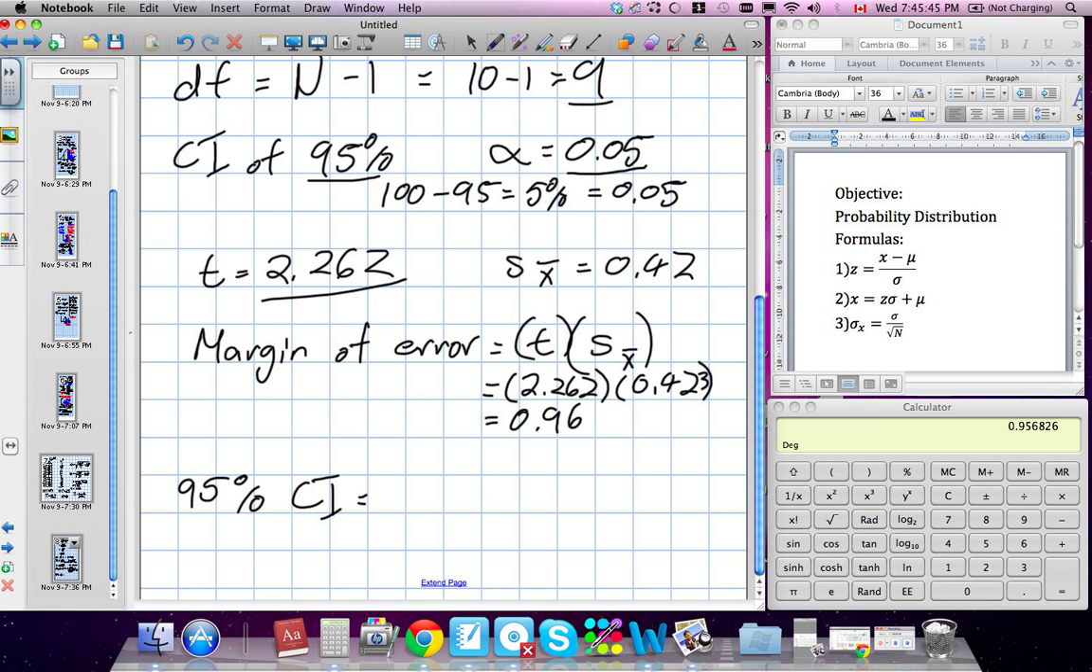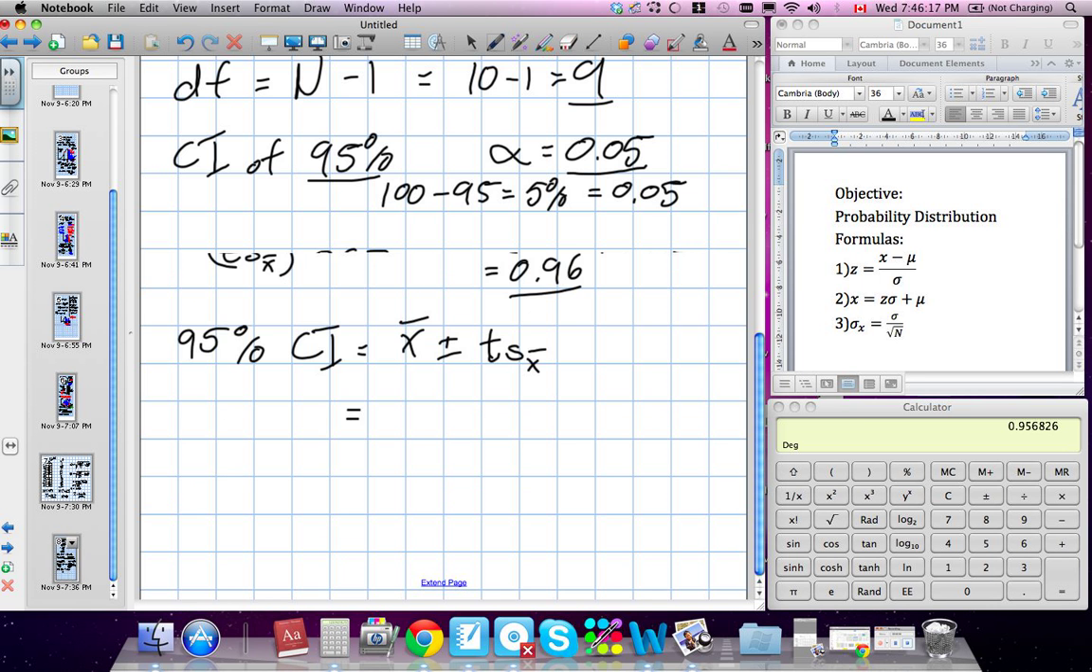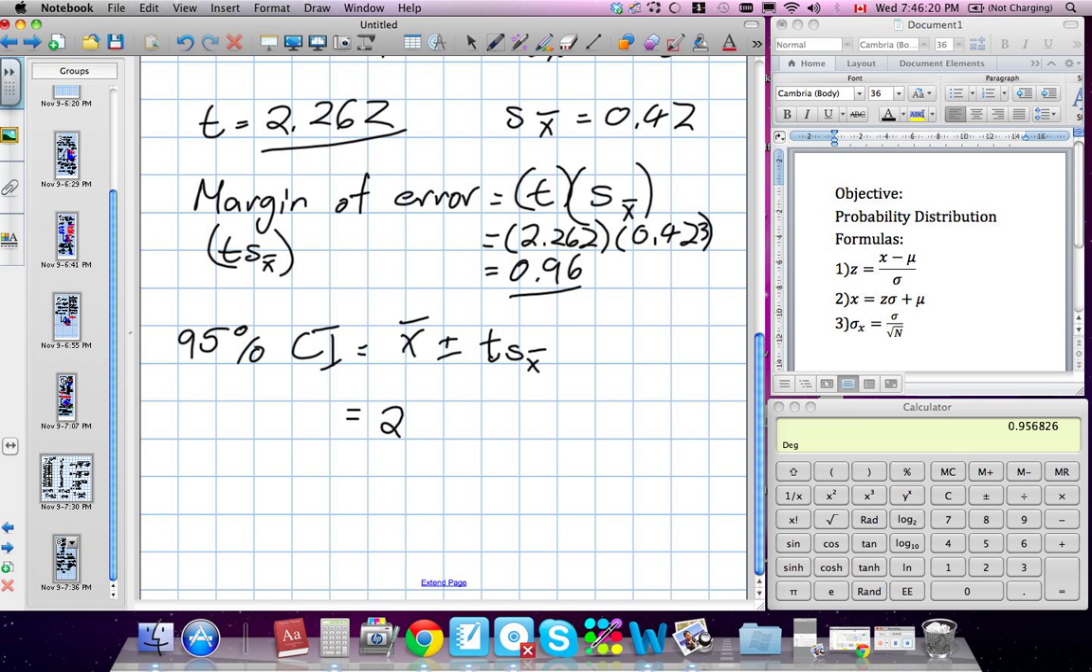So in other words, what they're saying now is to find the confidence interval. A 95% confidence interval is going to be equal to our sample mean, which we found way earlier, plus or minus our margin of error, and our margin of error is this number. They represent margin of error by saying t times s x bar. That's the symbol they use for margin of error. So we add and subtract t times our standard error. Okay. So our mean, which we found way earlier, was 2.7, correct?